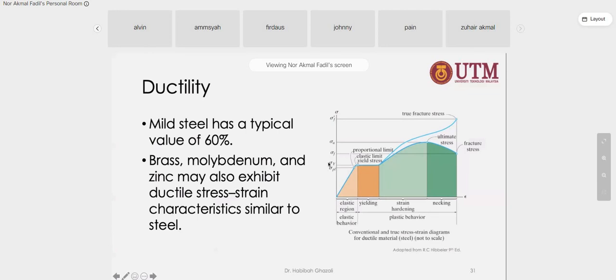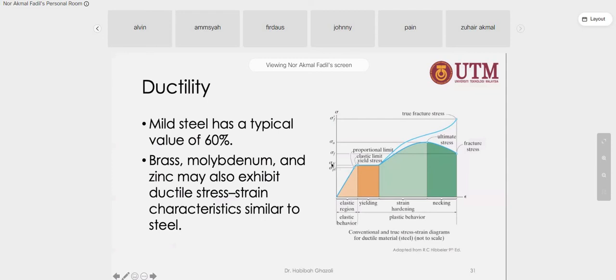This is the limit where you basically set the maximum applied load. Basically, we set it depending on the safety factor. Maybe if you want to use a structure made of this material, let's say the yield stress is 200 megapascal.